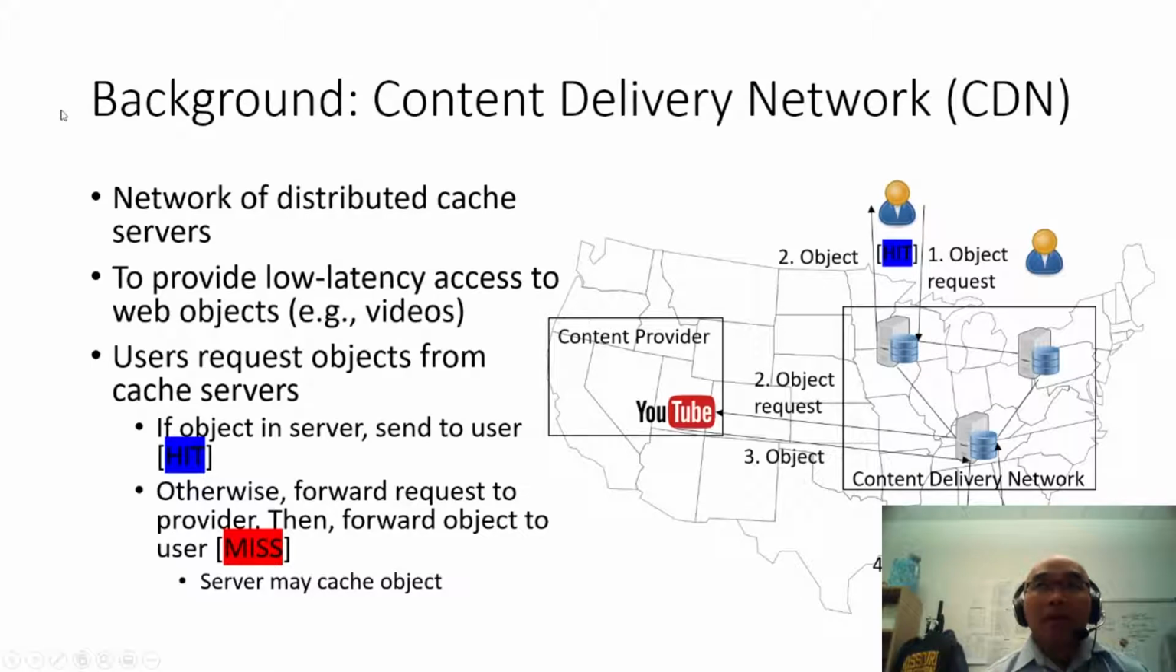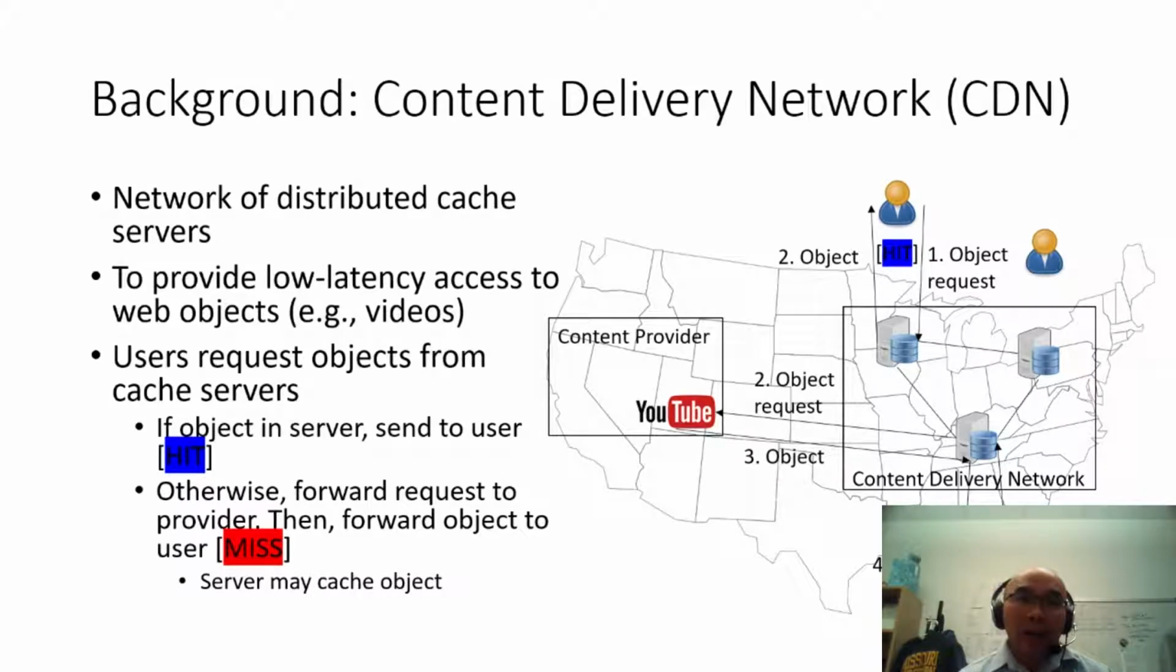So background about content delivery network. First of all, what it does. The goal that a content delivery network is trying to achieve is to provide low latency access to web objects. So low latency, every time when we request an object, say like a YouTube video, it takes time for the video to show up on our screen. So between the time it takes for us to request a video until we obtain the video, that amount of time we got a latency.